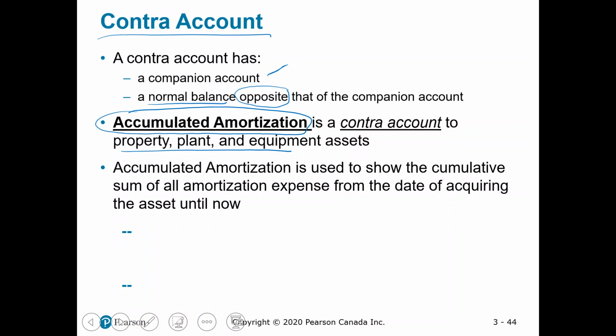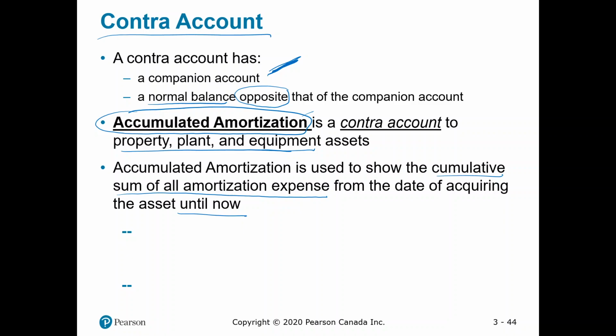But equipment. So if we have some type of equipment, you would have an accumulated amortization for equipment. You would have accumulated amortization furniture. So it's a companion to these PP&E accounts. And accumulated amortization is used to show the cumulative sum of amortization expense from the date that we purchased the asset until right now. So we're going to use this when we record amortization. This is where that amount will sit.